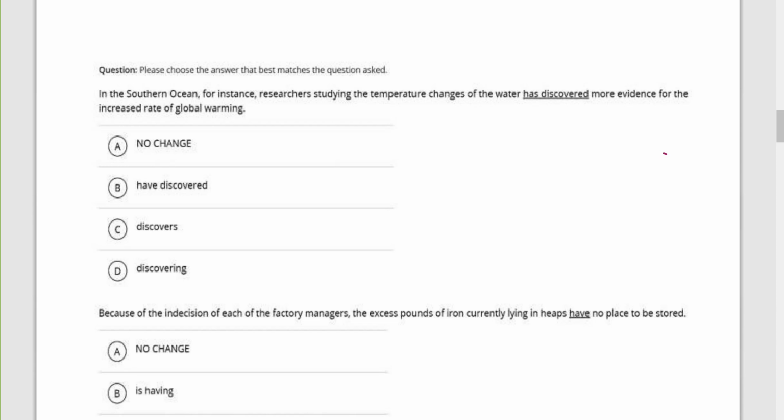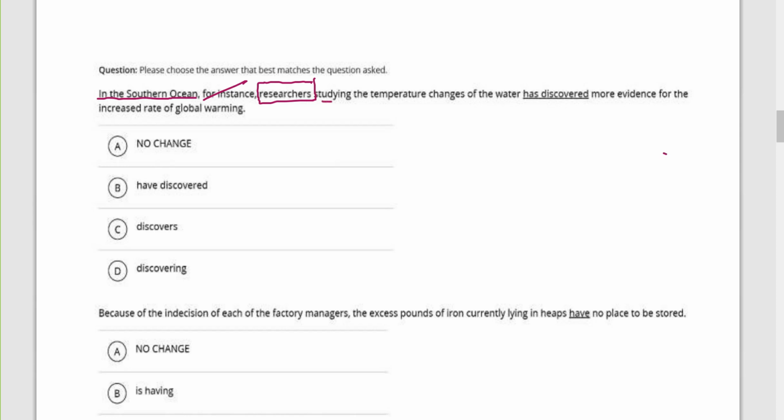Question number 1. In the Southern Ocean, for instance, researchers studying the temperature changes of water has discovered more evidence for increased rate of global warming. Waiting for your answer. You need first to spot the verb and the subject. Where is the subject? Thank you very much. The subject is researchers. What about in the Southern Ocean? That's a prepositional phrase. For instance, forget about it.